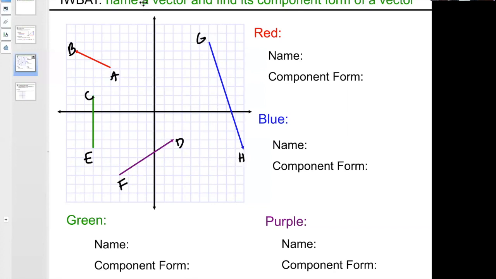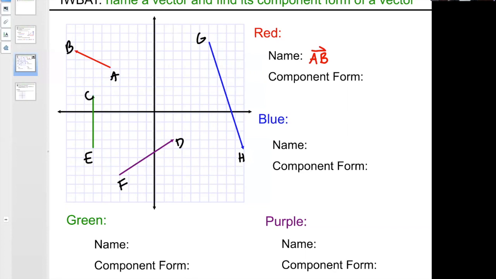All right, let's go ahead and name some of these now. So let's come up with the name of the red vector. So again, when you're naming this, you want to start at the letter of the initial point and go towards the terminal. So the red vector's name is vector AB. Draw a little half arrow above that.